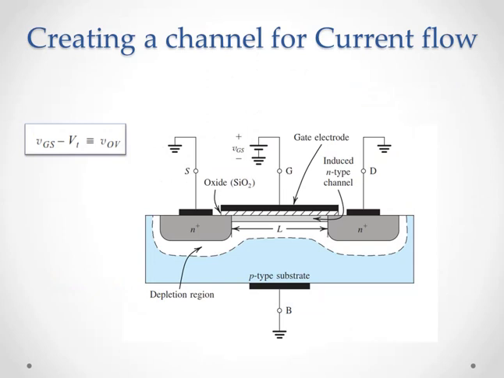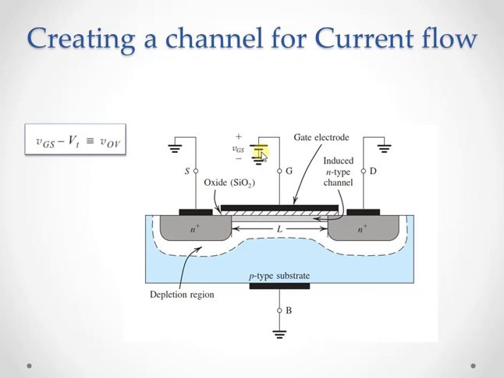Next is creating a channel for the current to flow. As seen in the figure, what we have done is we have grounded the source and the drain and applied a positive voltage to the gate, which is represented as VGS.